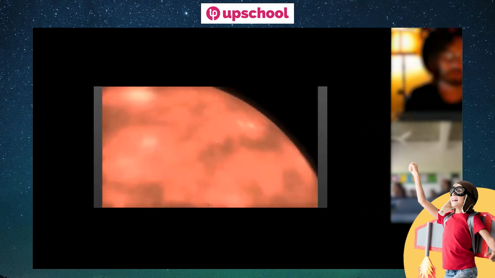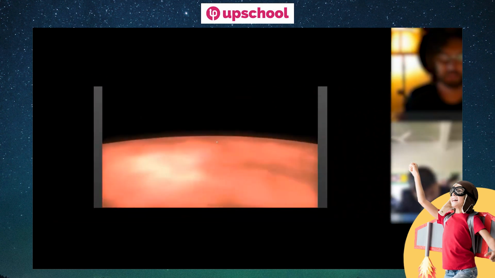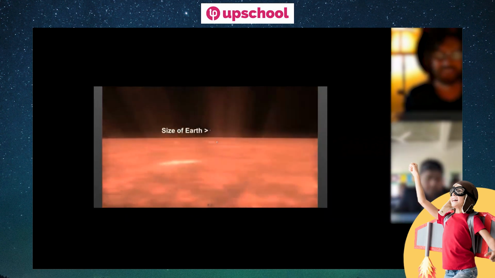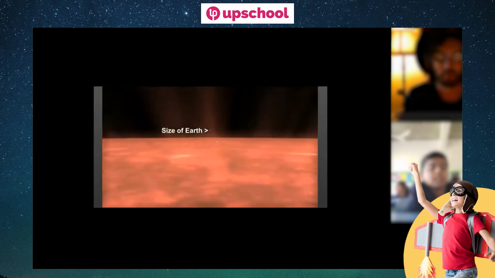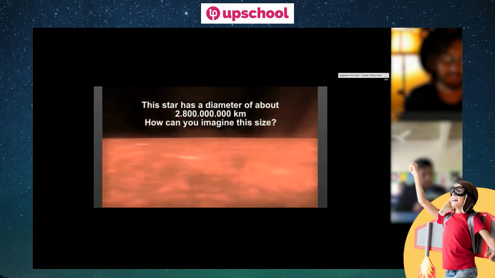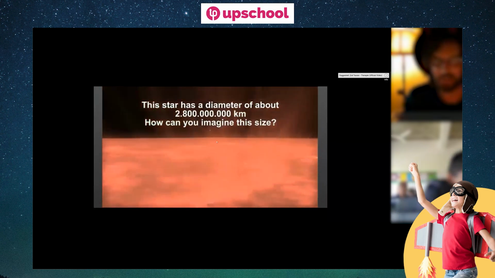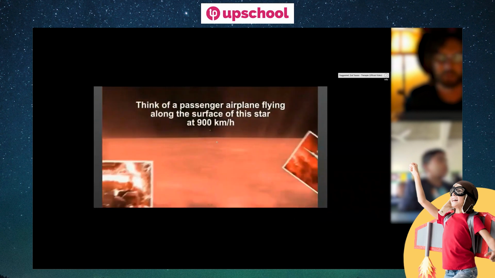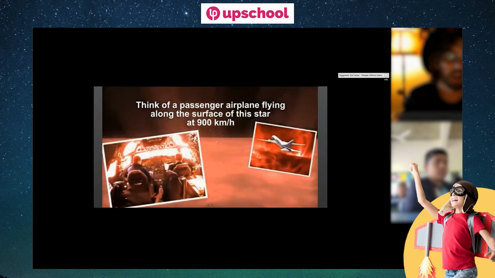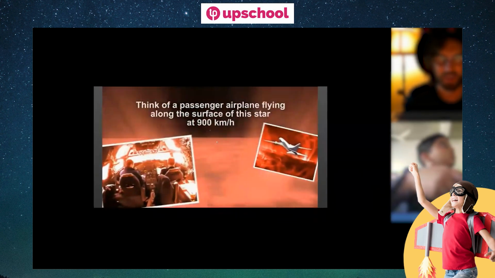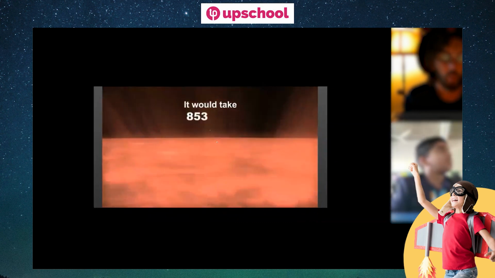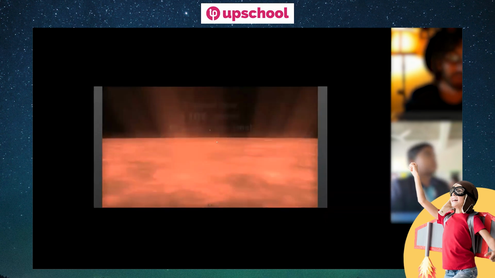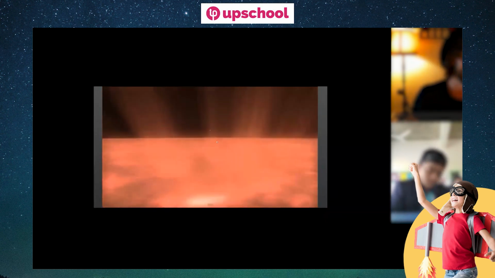Now, to show you how small we really are, this is the surface of Betelgeuse, which is the largest star that we know about. That is what Earth would look like next to this. It's 2.8 billion kilometers. If you were flying on an aeroplane trying to fly around this sun, it would take you 1,100 years to get around it just one time. Many, many lifetimes to get around this sun.